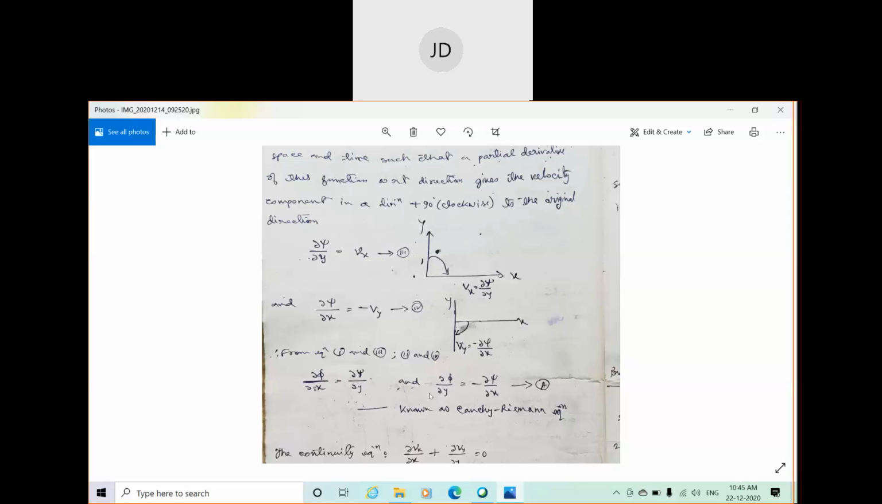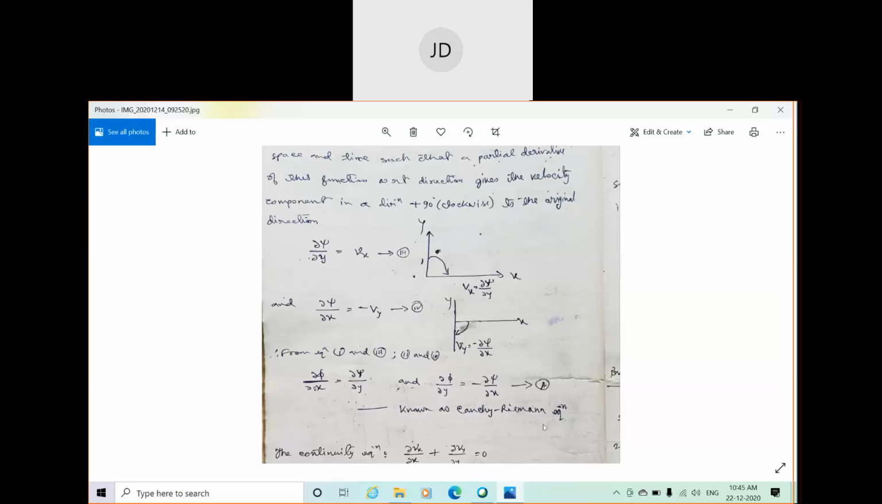These two equations are also known as the Cauchy-Riemann equations. In some exams they may ask you to define the Cauchy-Riemann equation. It defines the relation between velocity potential and stream function.